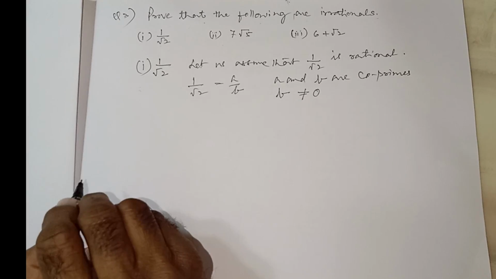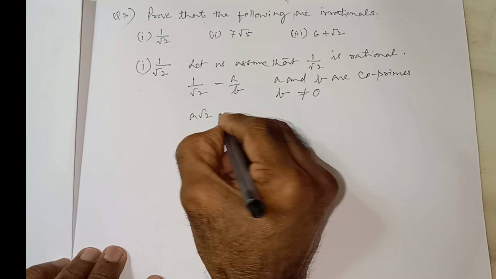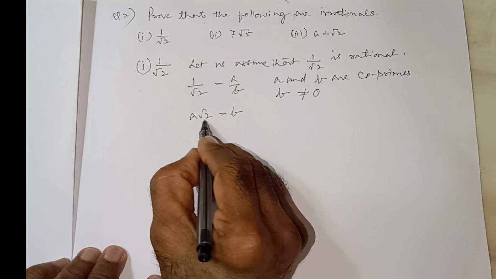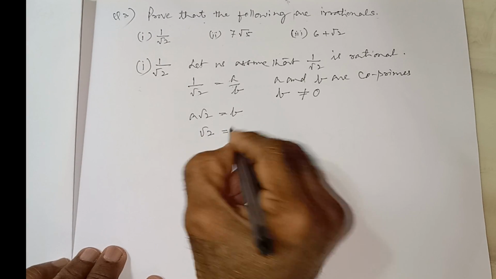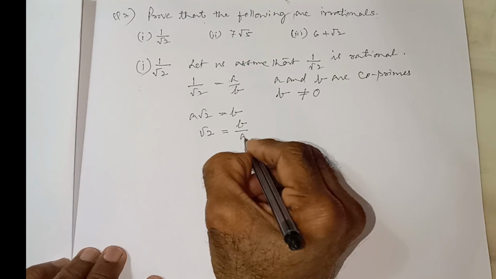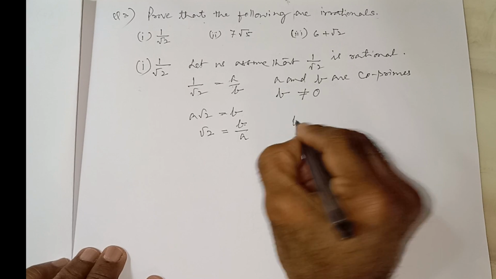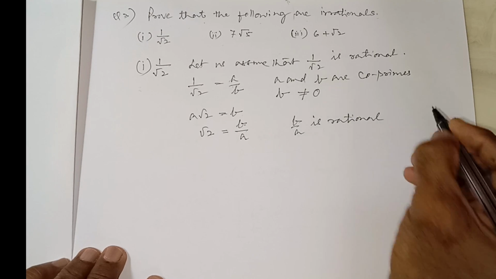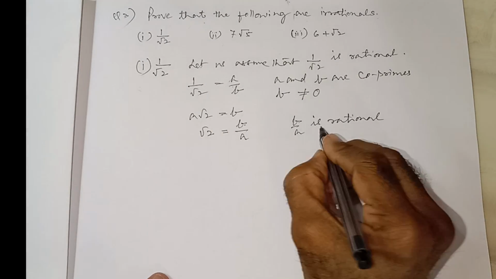Now we simplify by cross multiplication. A root 2 equals b. A is multiplied with root 2, that is a root 2 equals b into 1, which is b. Now root 2 will remain on the LHS and a takes the denominator place. Root 2 becomes b by a. We know that b by a is rational because b and a are integers. That is why they are rational.